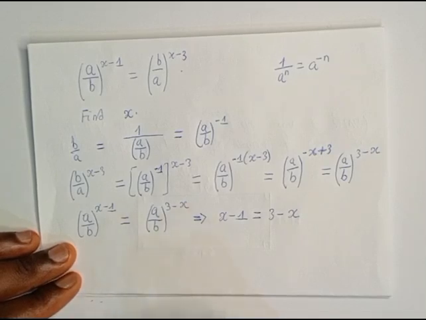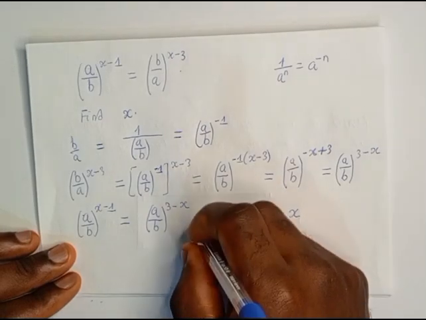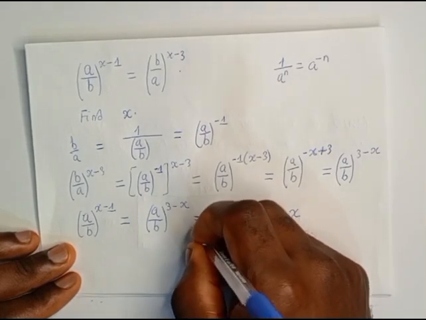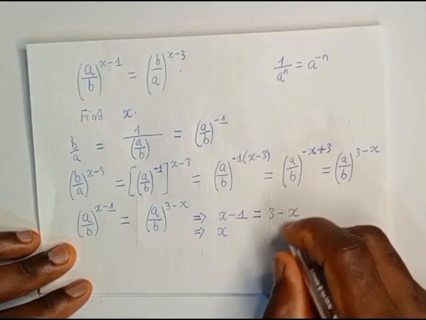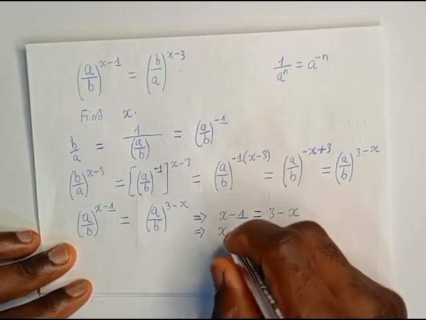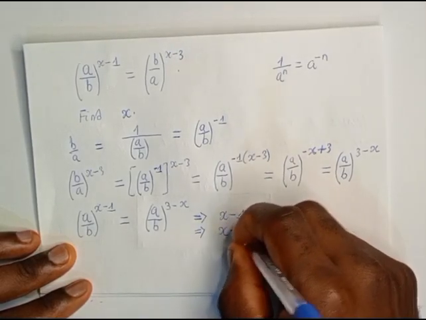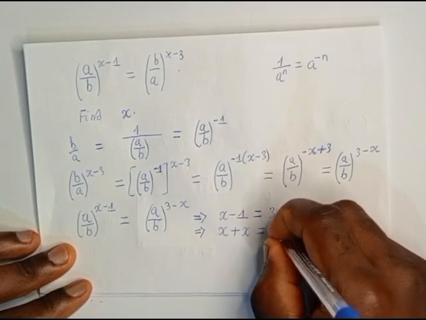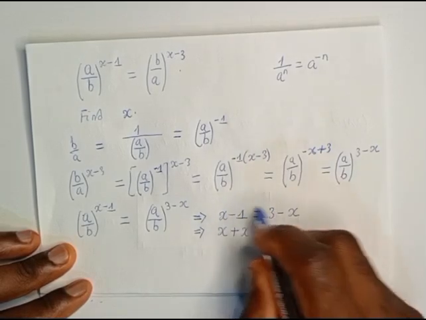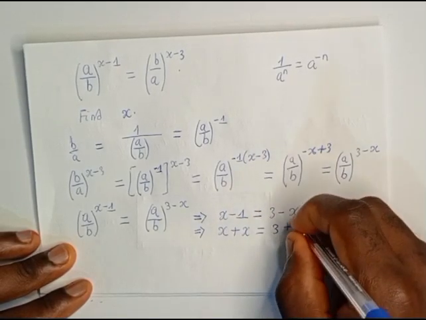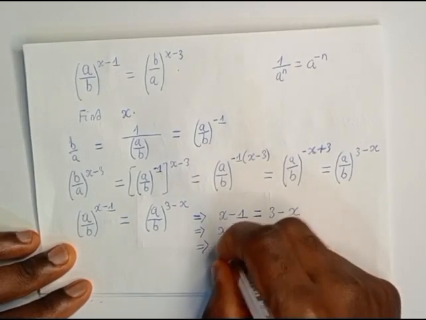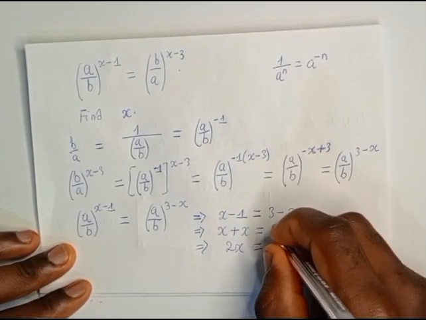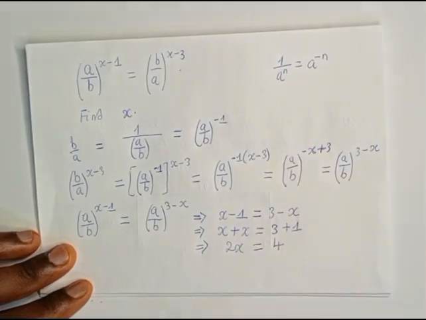We are going to bring the like terms together. We are going to bring all the terms in x to the left hand side and the constant terms to the right hand side. Then -x crosses the equality sign and becomes positive. x plus x will be equal to 3. We're going to transfer -1 to the right hand side, it becomes positive. 3 plus 1. Then x plus x gives us 2x is equal to 3 plus 1, which is 4.